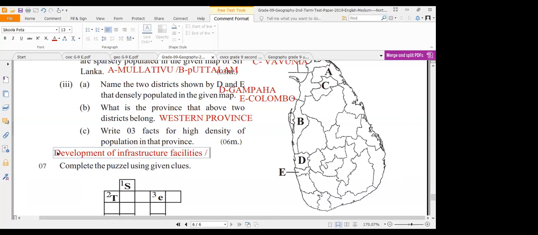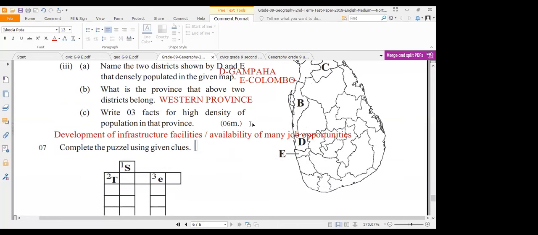Having many job opportunities, that's the availability of many job opportunities. Then, development of service facilities: education, health, okay. Development of service facilities.